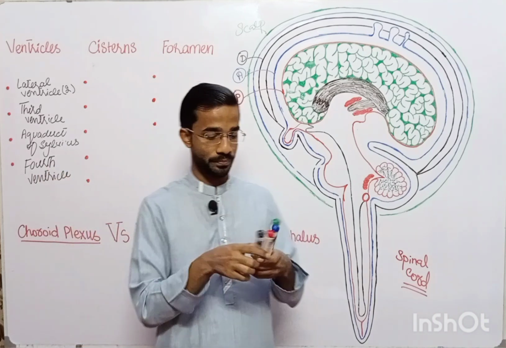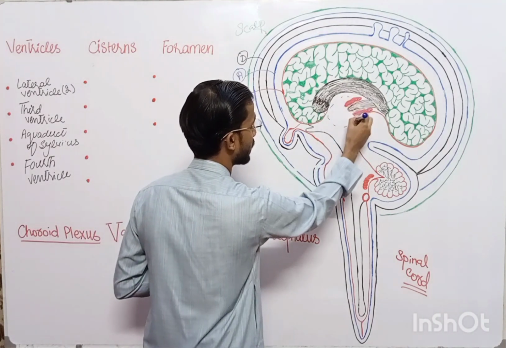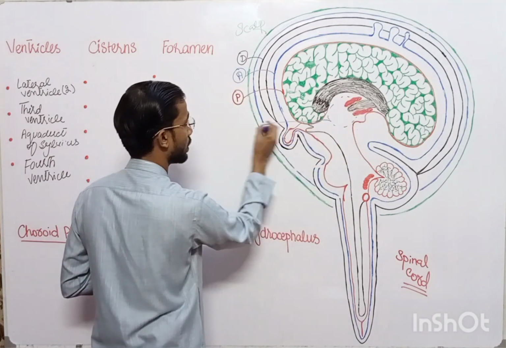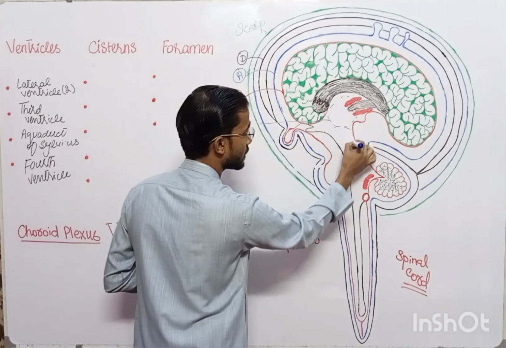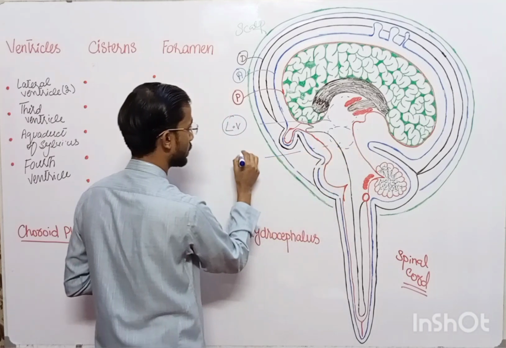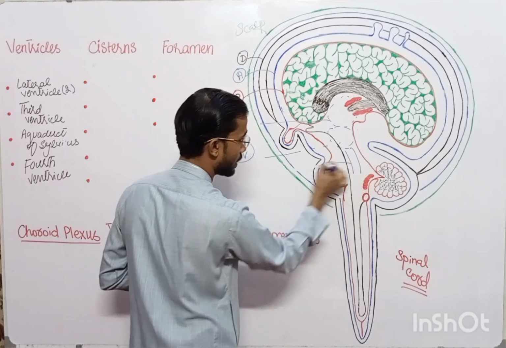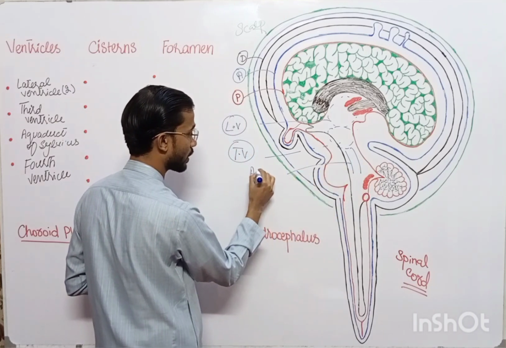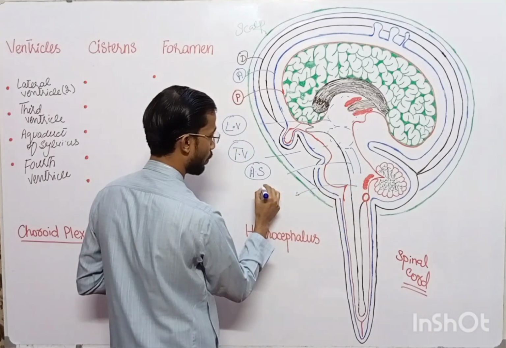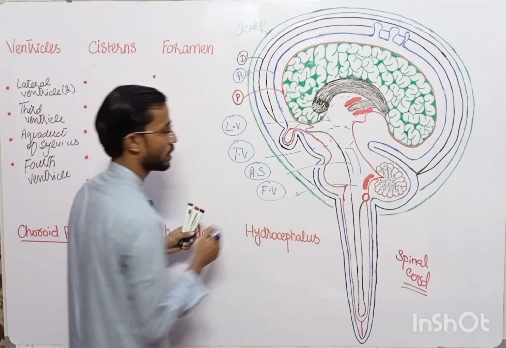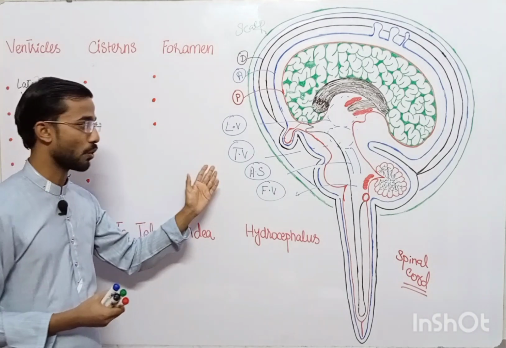Here you can see this portion is the lateral ventricle. Next is the third ventricle, and here this chamber is actually the aqueduct of Sylvius, and last is the fourth ventricle. So these are basically the ventricular systems of the brain.